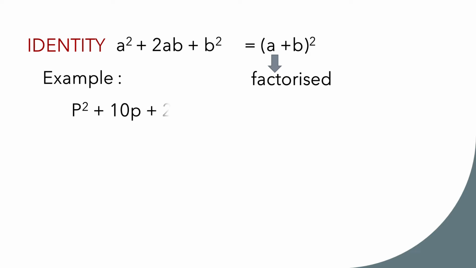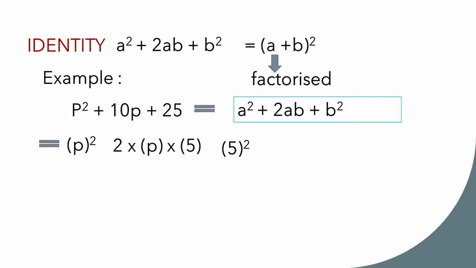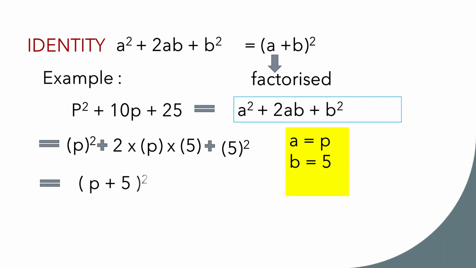Take p square plus 10p plus 25. We get p square as the square of p, 25 as the square of 5, and 10p as 2 into p into 5. Here a is p and b is 5. So we can express the total expression as p plus 5 whole square.